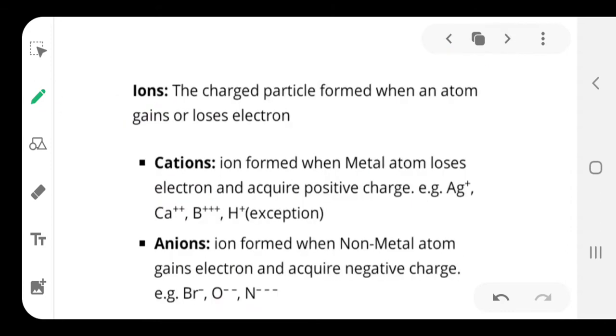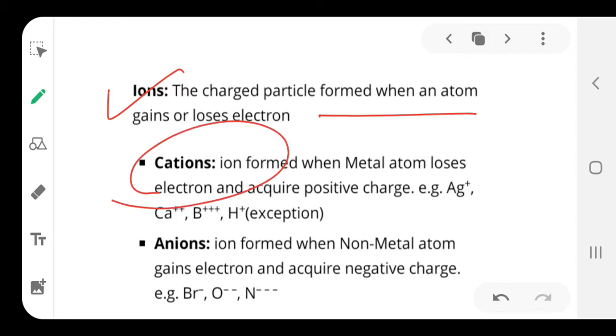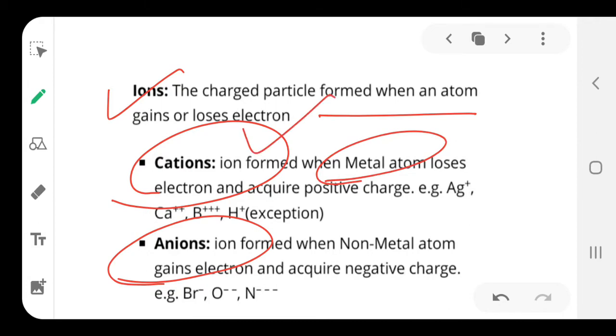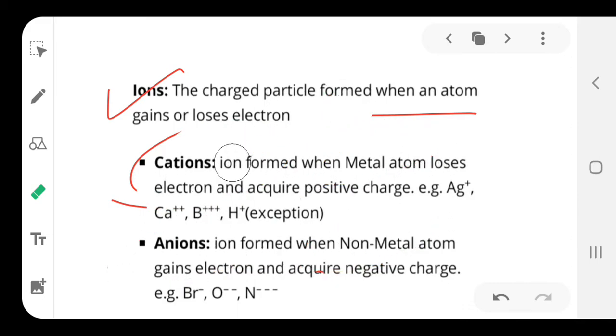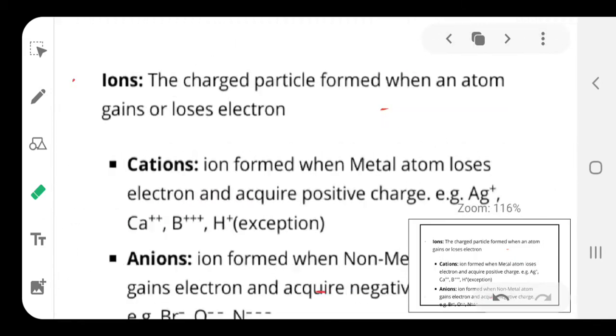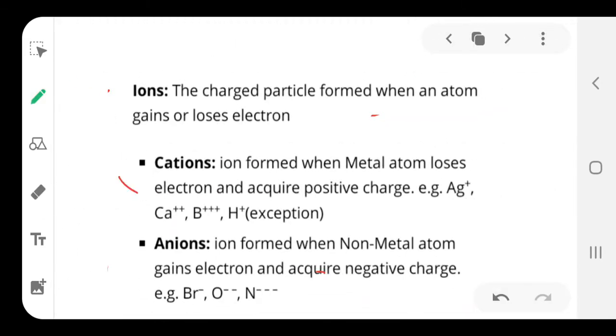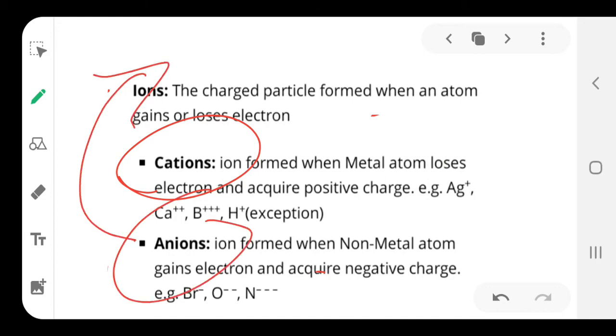Now underline these terms. What are ions? We have just told you they are the charged particles. I have told you what are cations, what are anions just now. So metals form cations because they lose electrons. Non-metals form anions because they gain electrons. So it is all the process of losing electrons and gaining electrons. So cations and anions are the two types of ions.